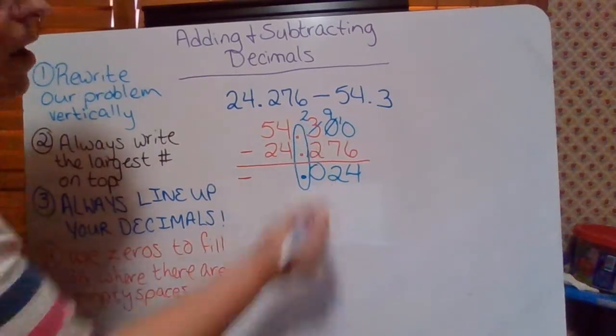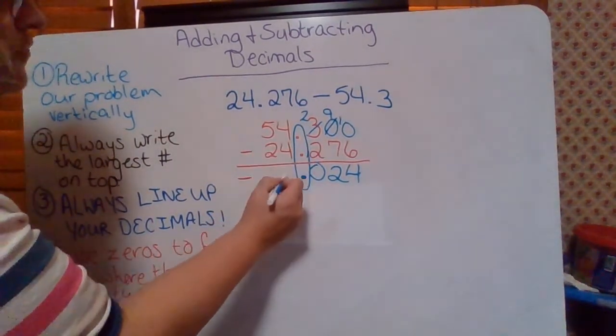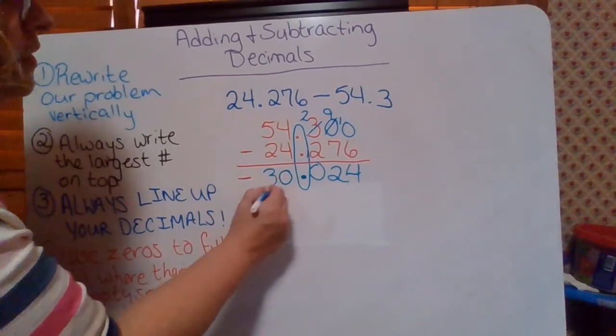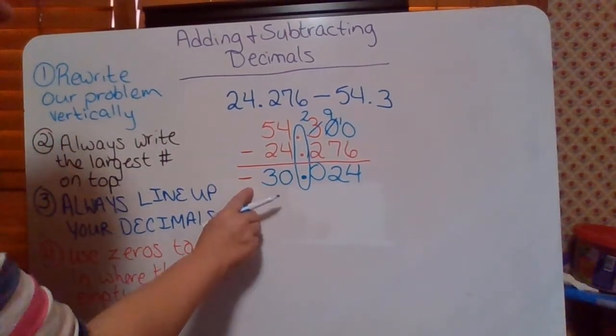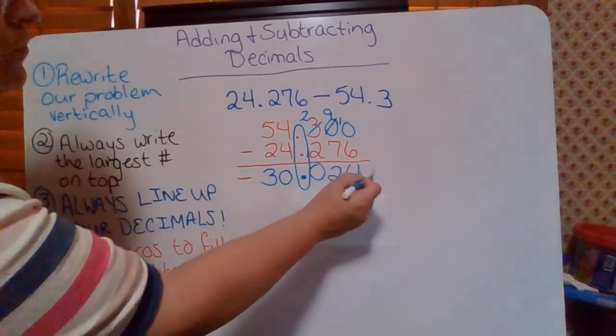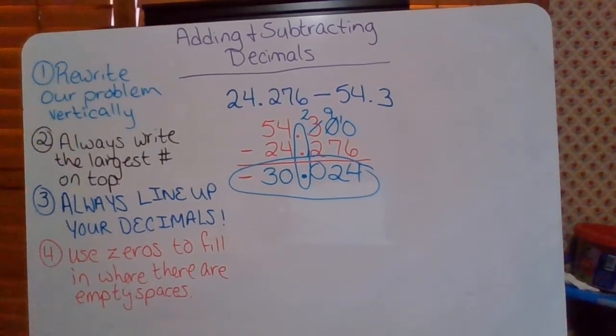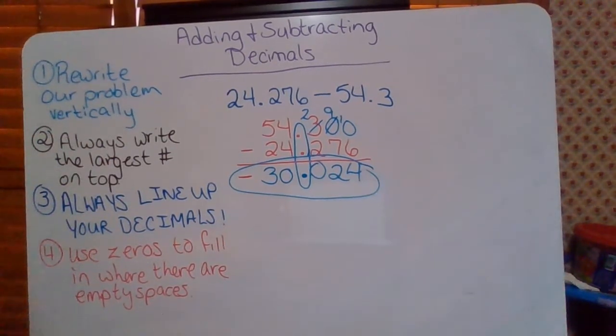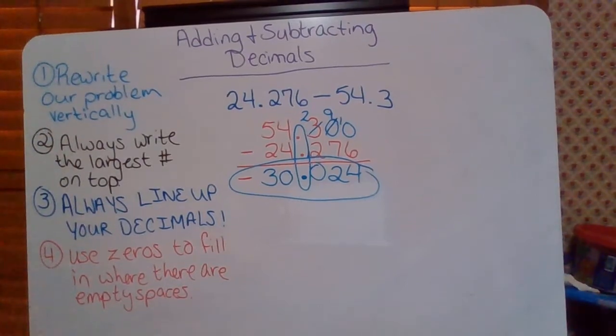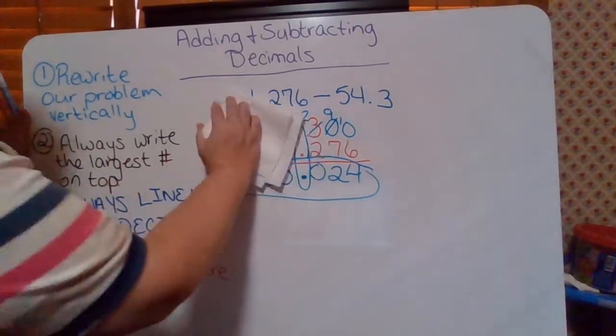Remember, they have to line up all the way down. 4 minus 4 is 0, and 5 minus 2 is 3. So my final answer is negative 30.024. That's my final answer. Okay? If you remember to line up your decimals, and you add in those zeros where you don't have numbers if you need them, then adding and subtracting decimals should not be a problem. All right, so that's that one. Let's look at another one.